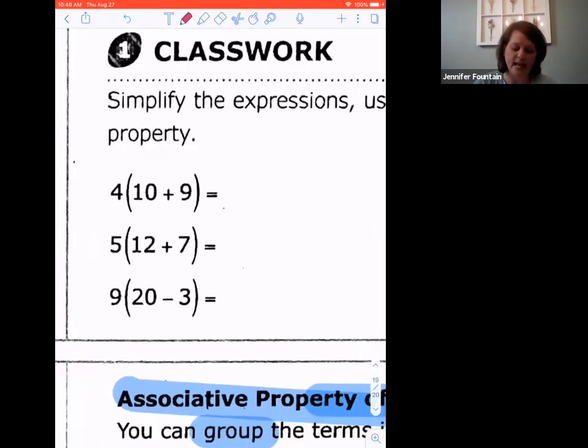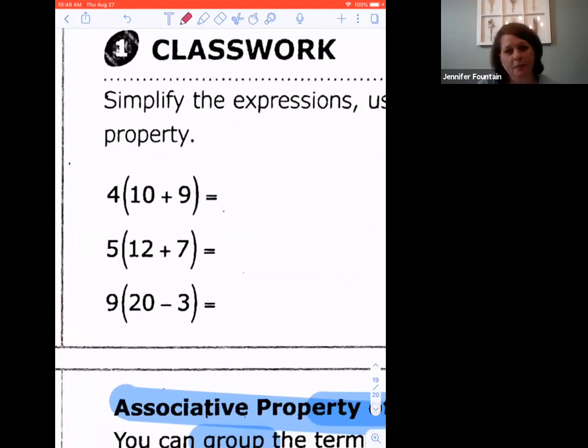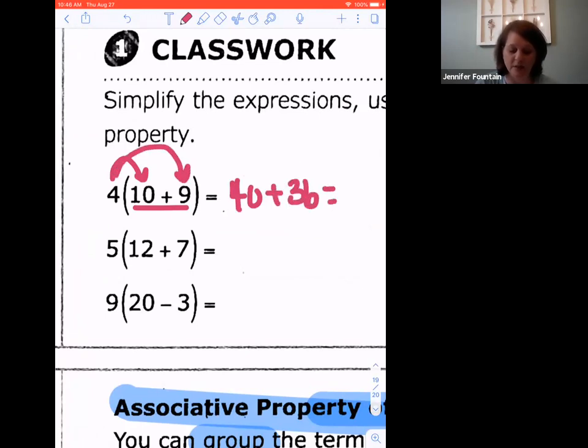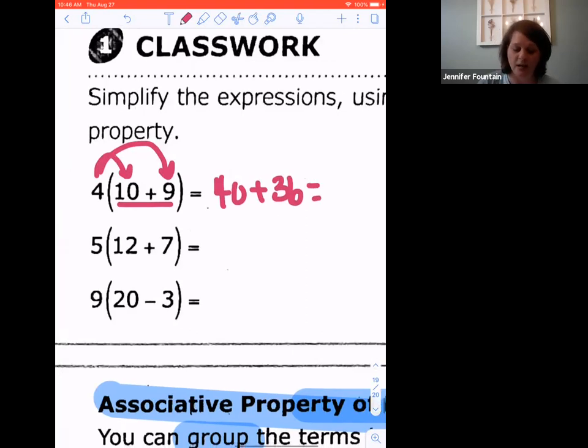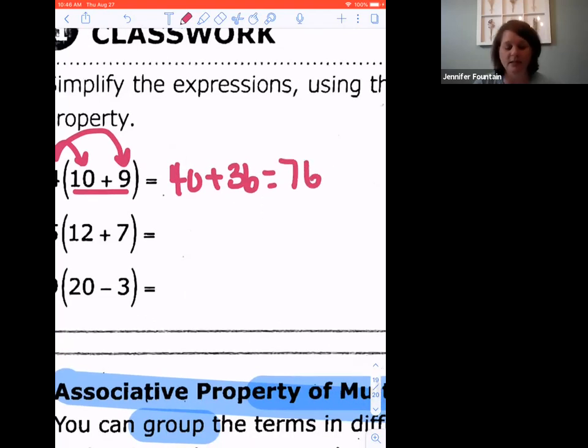I have 4 times 10 plus 9. So in this one, if I wanted to, I could add 10 plus 9 and get 19 and then multiply by 4. Well, I'm not really good with 19 times 4. That's not something I really know, but I know that 4 times 10 is 40, and I know that 4 times 9 is going to be 36 because I do know those factors, and 40 plus 36 is 76. So for that one, it's easier to distribute than add.